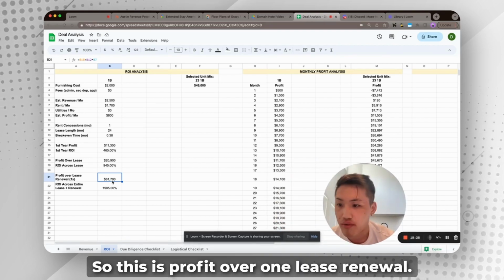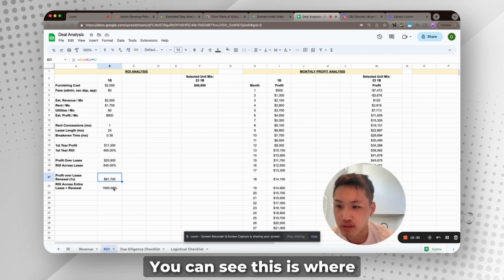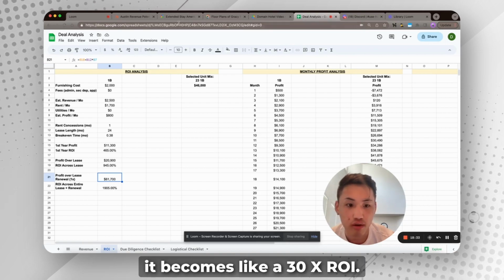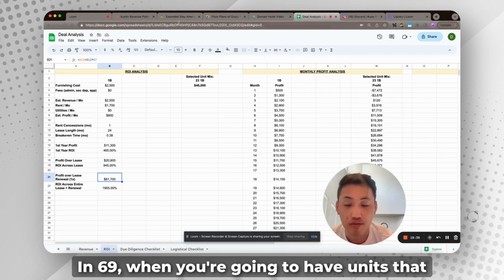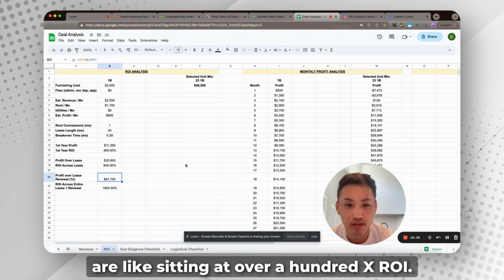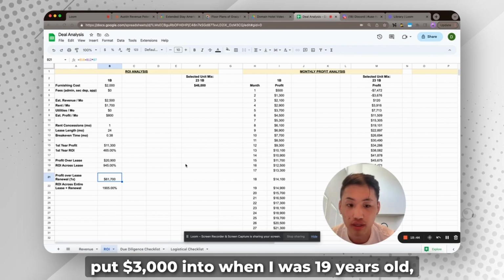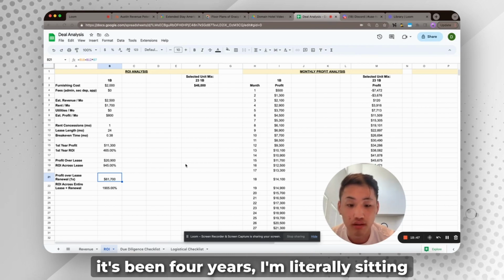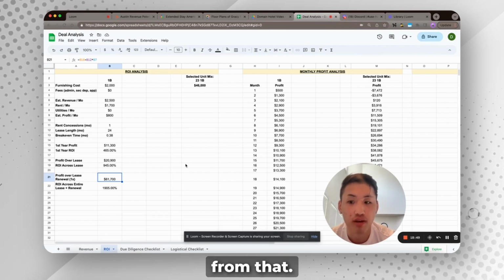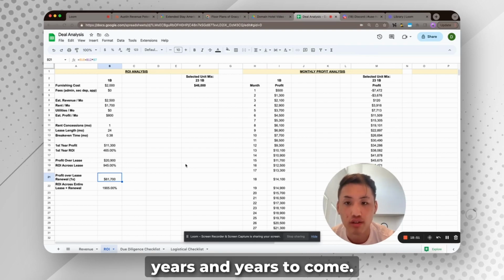So this is profit over one lease renewal. You can see this is where it becomes a 30x ROI, right? 60, 90. Again, I have units that are sitting at over 100x ROI. The first 2 units that I ever got that I put $3,000 into when I was 19 years old, it's been 4 years. I'm literally sitting at about 100x ROI that I've made from that. So this can pay you for years and years to come.